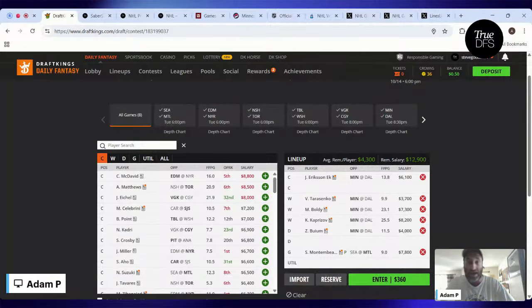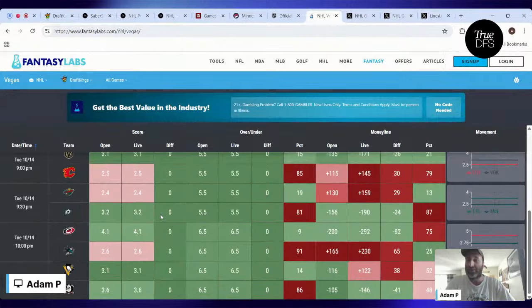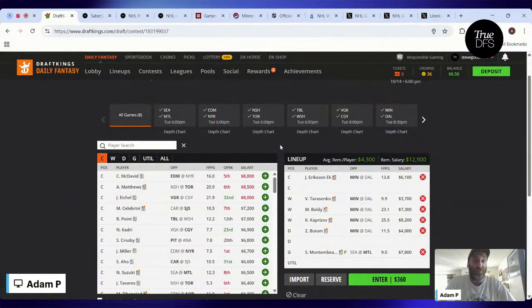Minnesota's been fire so far. Yeah, I mean, what's their total? What's Minnesota's total? I mean, not good. That's why they're cheap. But all you need is a couple correlated goals. 2-3 correlated goals. You could be jamming.